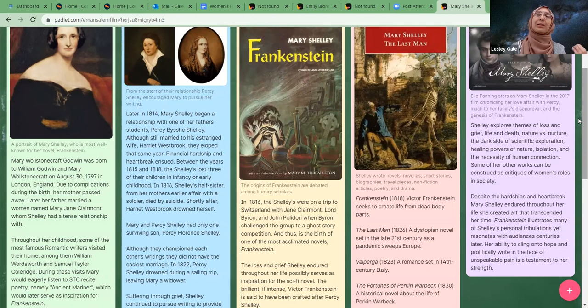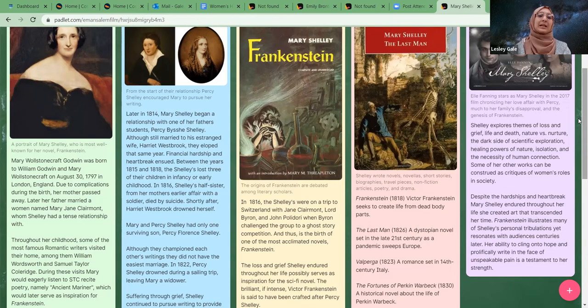One of the reasons why they traveled throughout Europe so much was because they were escaping predators. They also had a lot of heartbreak and loss in their relationship. They lost three of their children in infancy and early childhood, and they only had one surviving son, Percy Florence Shelley, who lived until adulthood. In 1816, Shelley's half-sister died by suicide. And a little bit later, Harriet Westbrook, who was Percy Shelley's first wife, who he was estranged from, also drowned herself. They did champion each other's writings and encourage each other to write.